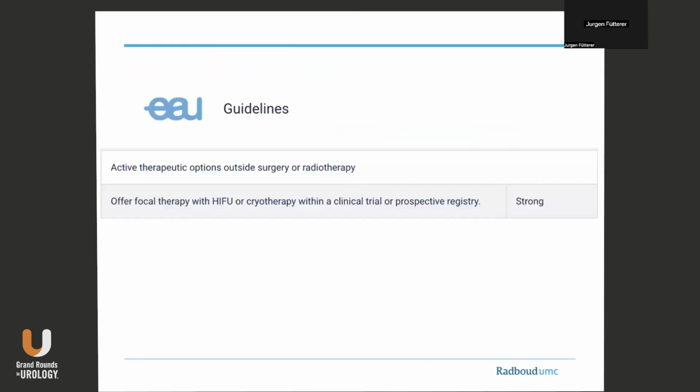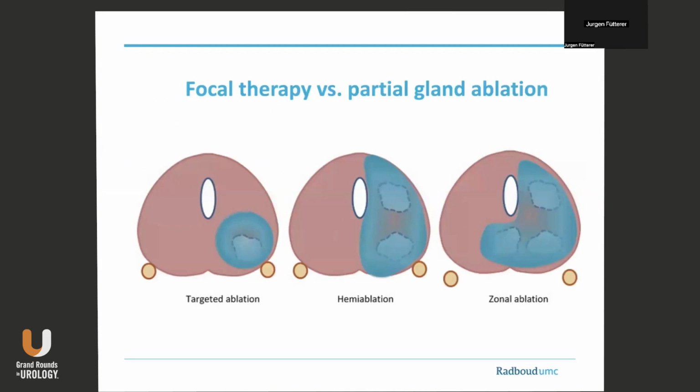According to the European Association of Urology, active therapeutic options outside surgery or radiotherapy could be focal therapy with HIFU or cryotherapy, however, within a clinical trial or prospective registry. Regarding the discussion about focal therapy versus partial gland ablation, in my opinion most of the cases described in literature are partial gland ablation, but we focus on the lesion with a certain margin around it. And that's also visible over here.